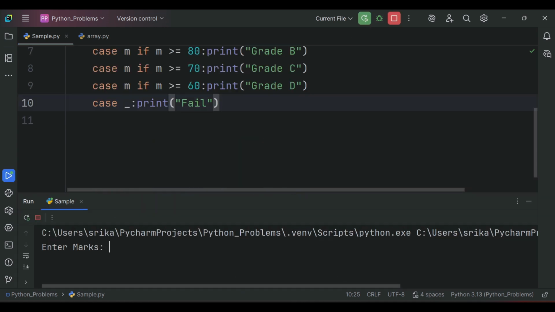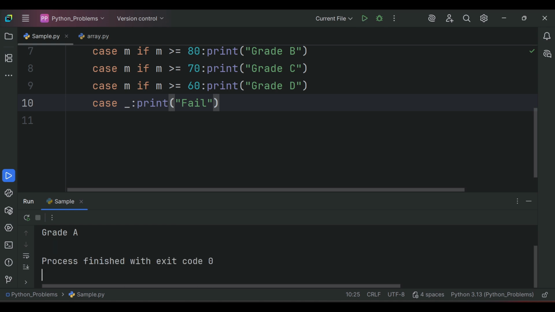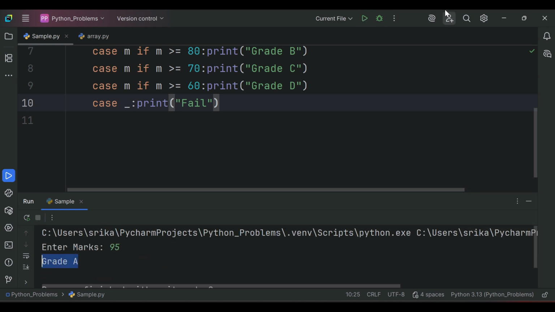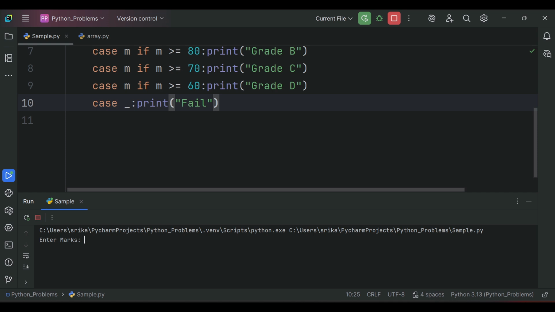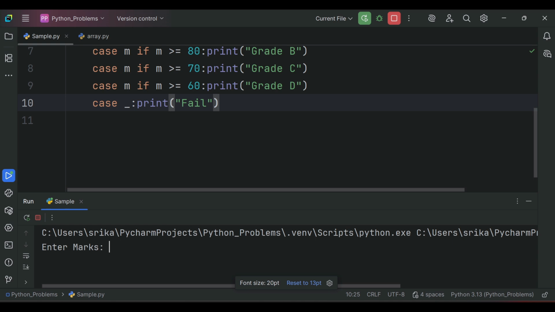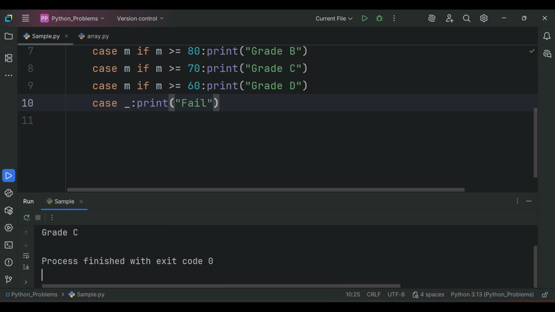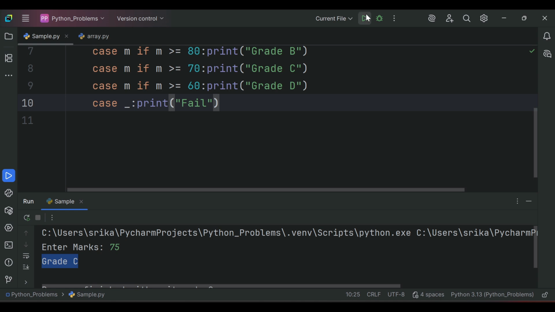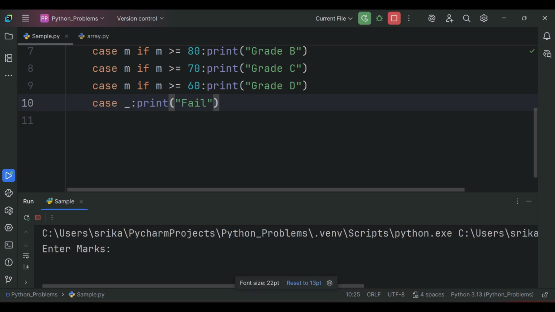Now see here, I am giving 95 marks. See, it's grade A. Now I am giving 85 marks. It's grade B. Now I am giving 75 marks. It's grade C. Now I am giving 65 marks. It's grade D. Finally, I am giving 55 marks.